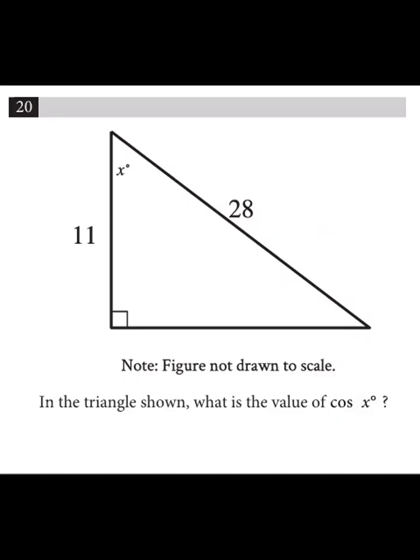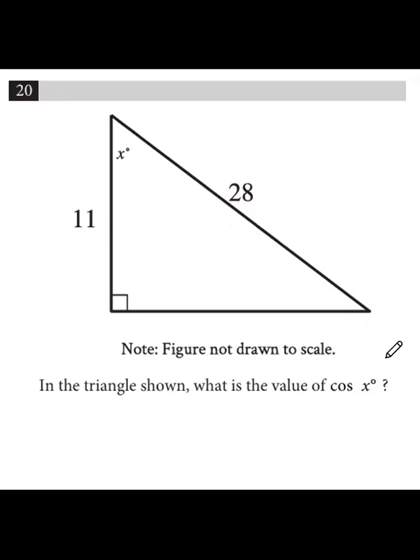Okay, so question 20, we're asked what is the value of cosine of x? So in this case, cosine is adjacent over the hypotenuse. So adjacent would just be 11, and then the hypotenuse is along this angle, so 28, so it's just 11 over 28.